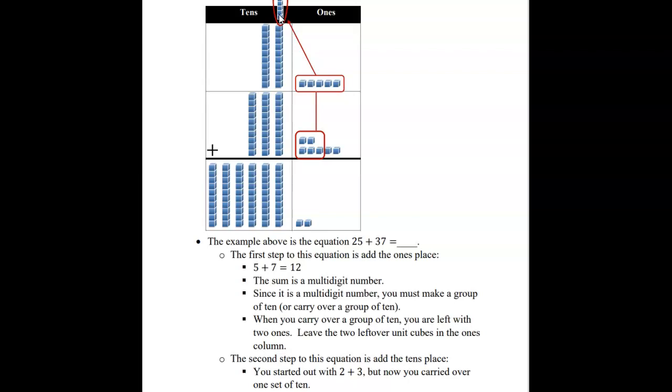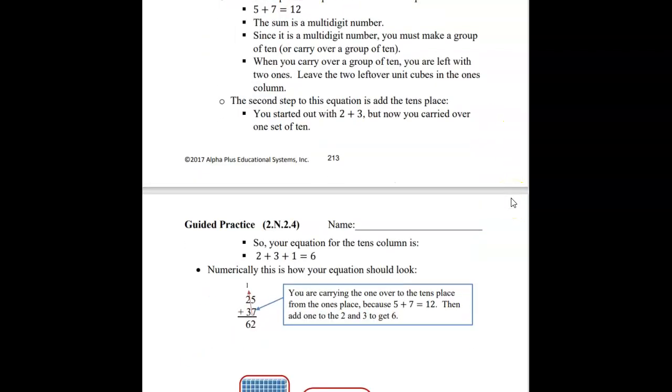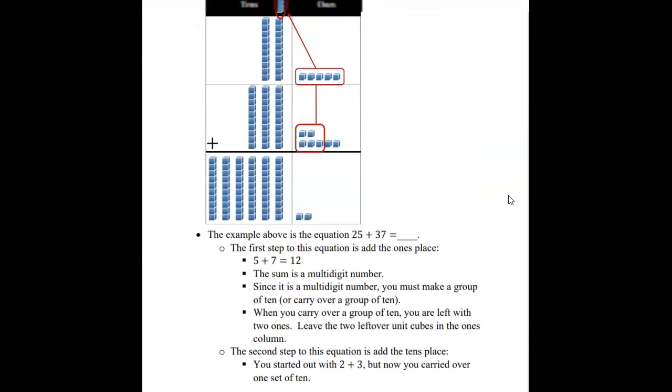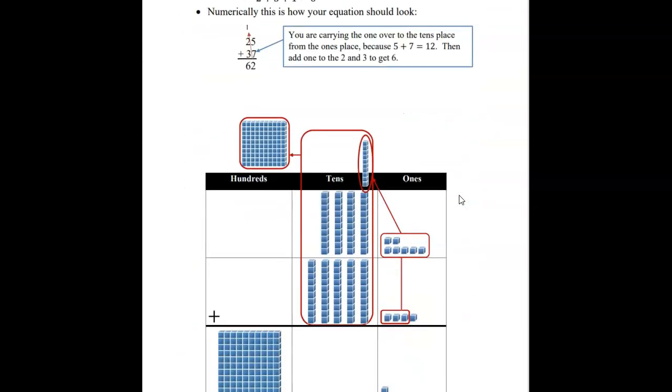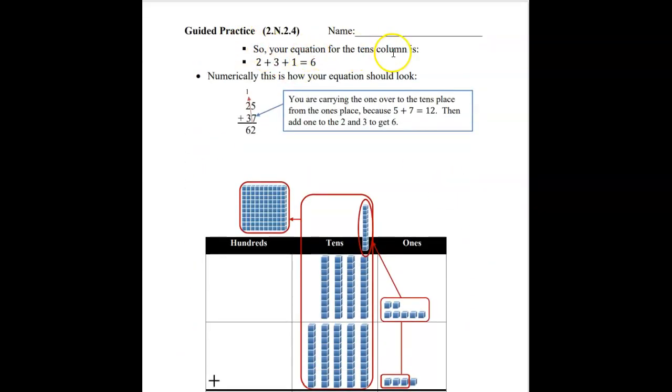So the second step to this equation is to add the tens place. So we start out with 2 and 3. But now we've carried over 1 set of 10. So 2 plus 3 is 5, plus 1 is 6. You see that? So this is one way. If it's getting a little complicated, you can use your base 10 blocks to do this. So your equation for the tens column is 2 plus 3 plus 1. We just said that equals 6. So numerically, this is how it looks. 25 plus 37 equals 62.